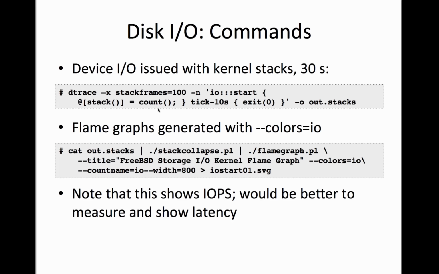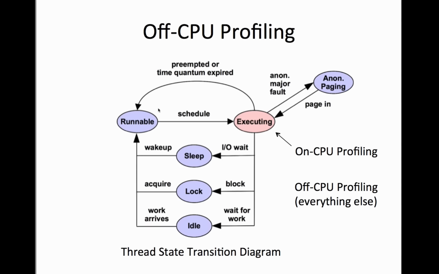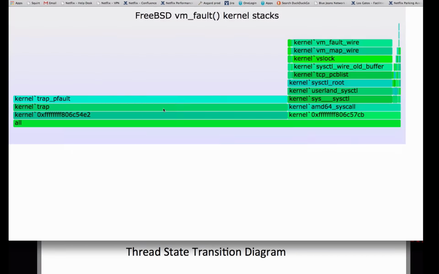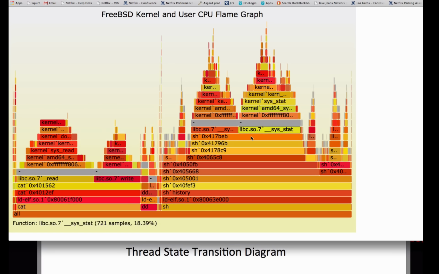So dtrace, just a different probe, same strategy: get the stacks together, feed them through flame graph, and I can generate a flame graph. Off-CPU gets more interesting. With CPU flame graphs, they can kind of solve any problem. If I'm executing on CPU and I have a flame graph, I can navigate around this and explain generally why.